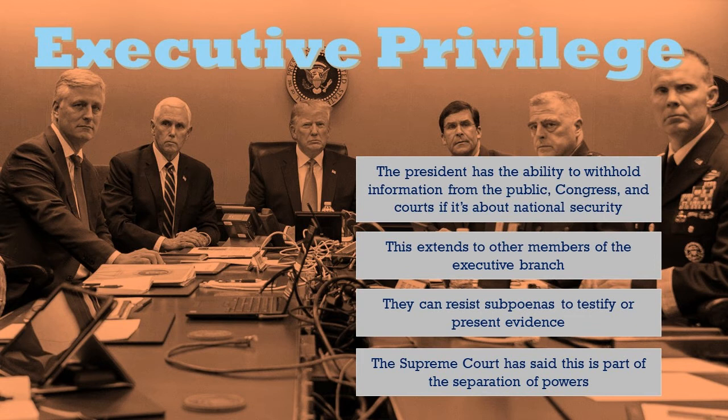These people, the president and their teams, are able to resist subpoenas to come testify before court. They're able to resist subpoenas to present evidence. And they're able to resist investigation in this way. So this serves as an important power that the president has when facing investigation from Congress. The Supreme Court has argued that executive privilege is fine, and executive privilege is part of the separation of powers. So this is a legal power of the president to withhold this information.